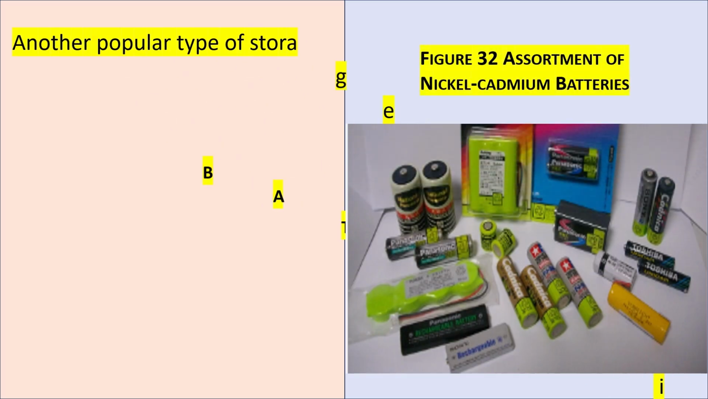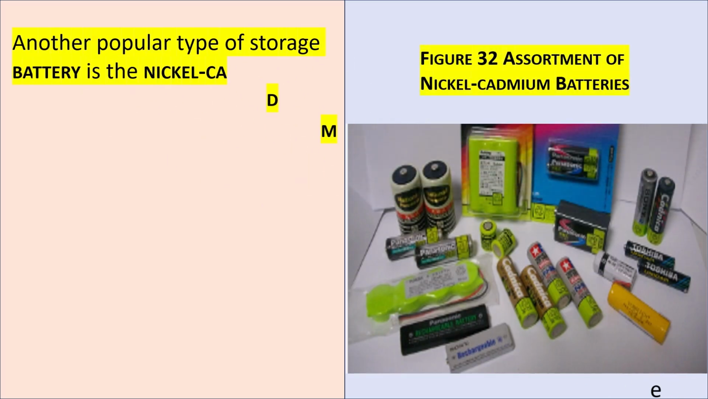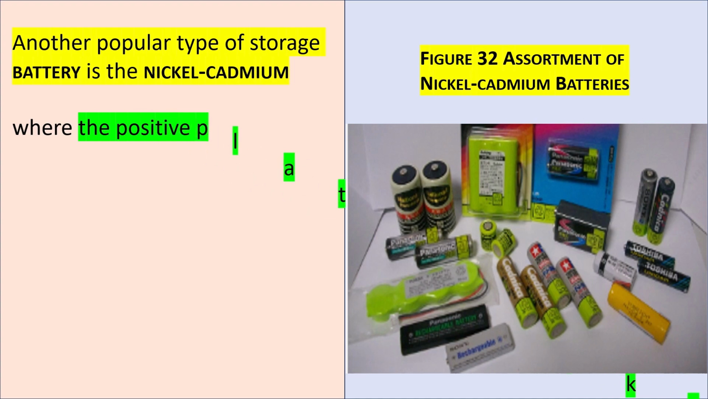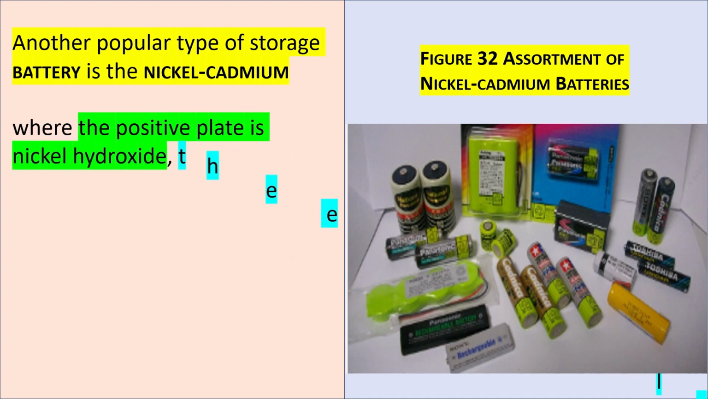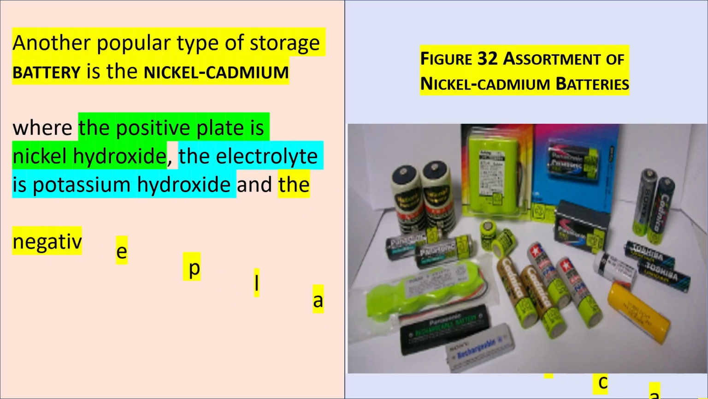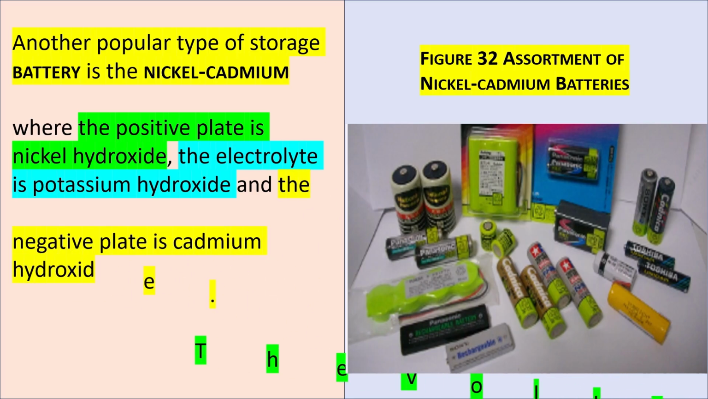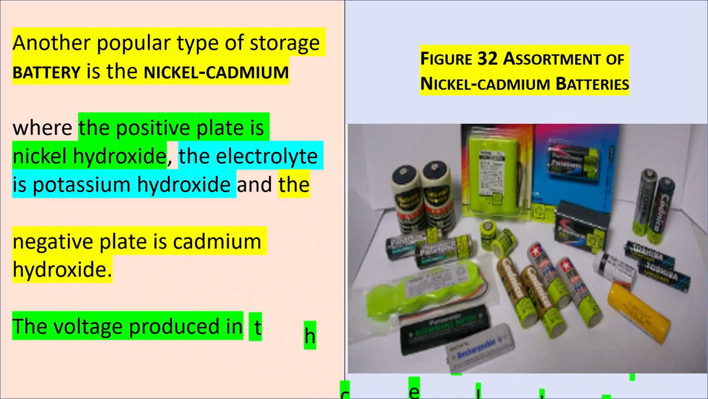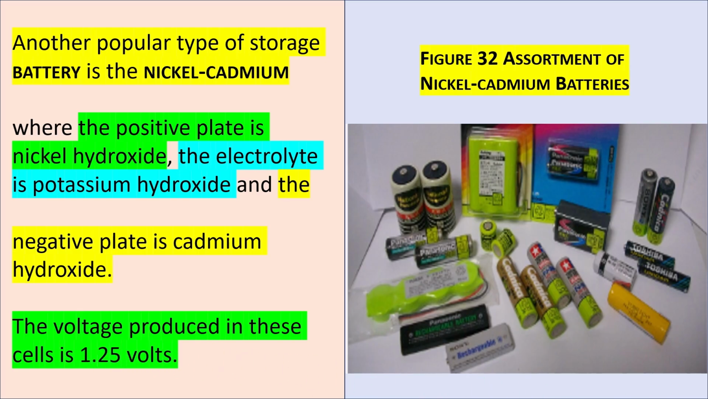Another popular type of storage battery is the nickel-cadmium, where the positive plate is nickel hydroxide, the electrolyte is potassium hydroxide, and the negative plate is cadmium hydroxide. The voltage produced in these cells is 1.25 volts. There's a diagram of a whole lot of different types of nickel-cadmium batteries.